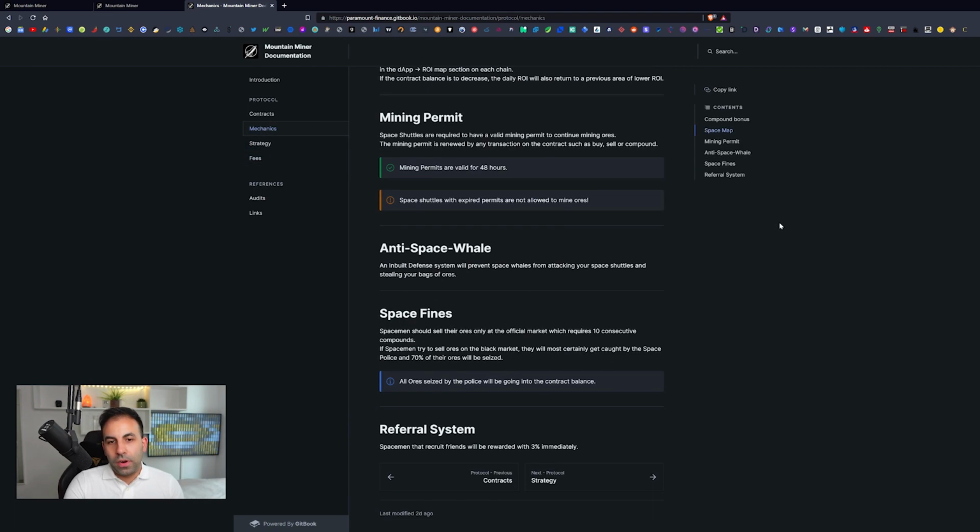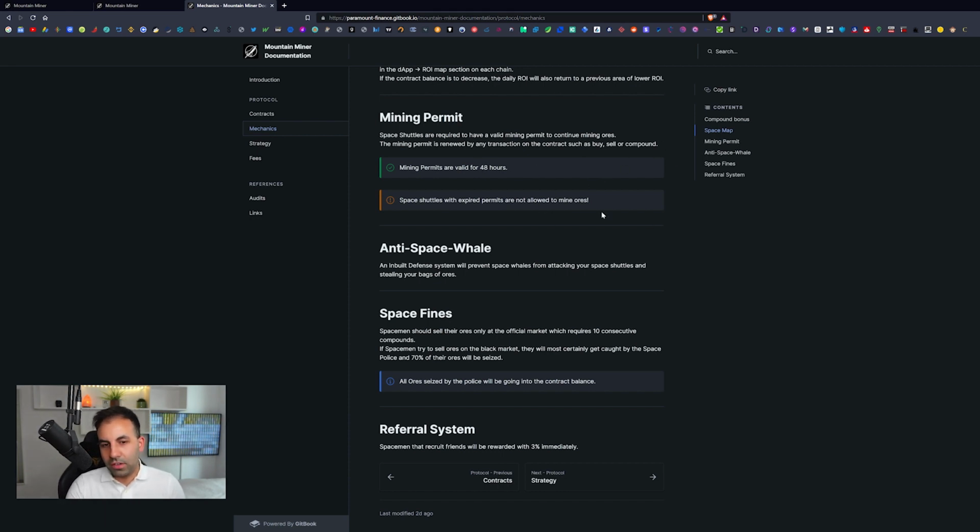Now, space shuttles are required. This is the mining permit. This is the 48-hour limit, guys. Space shuttles are required to have valid mining permits to continue mining ores. The mining permit is renewed by any transaction on the contract, such as buy, sell, or compound. Mining permits are valid for 48 hours. This means you must check in within 48 hours. So every 2 days, you have to at least be active with this project and do some kind of action, right?